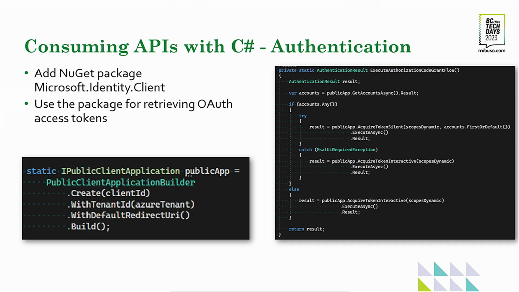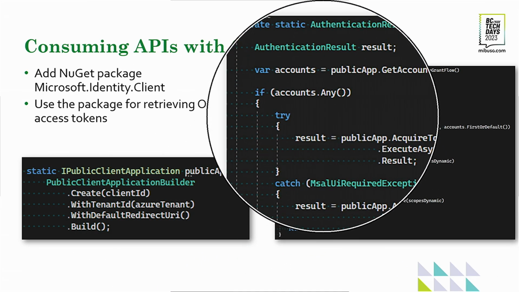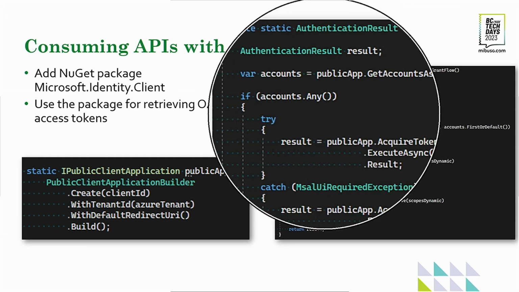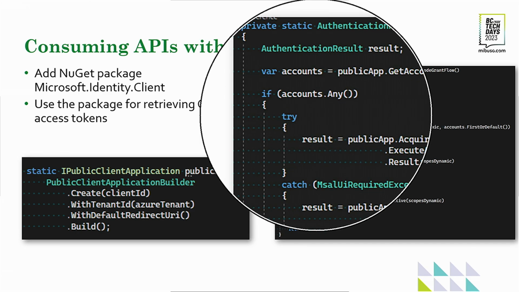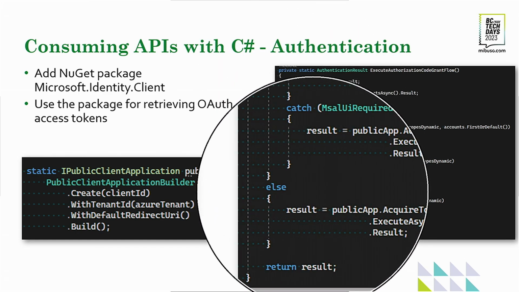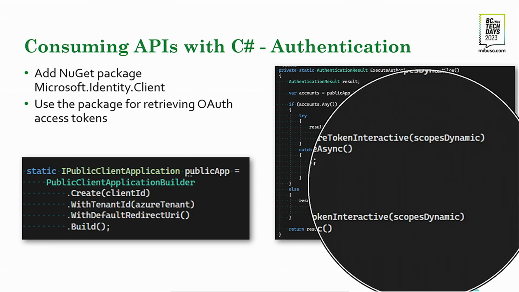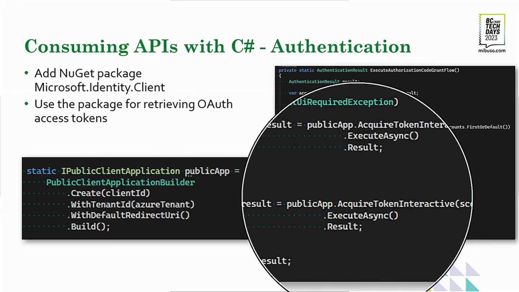If you have a secret, it's on the next slide, then you use the confidential client application builder. It works the same after all, but then you provide a secret as well. And then you get this piece of code here. From the public app, I say, hey, do you already have some accounts? The first time it's not the case, so I go down and say, okay, acquire a new token interactive with the scopes that I define, execute it.